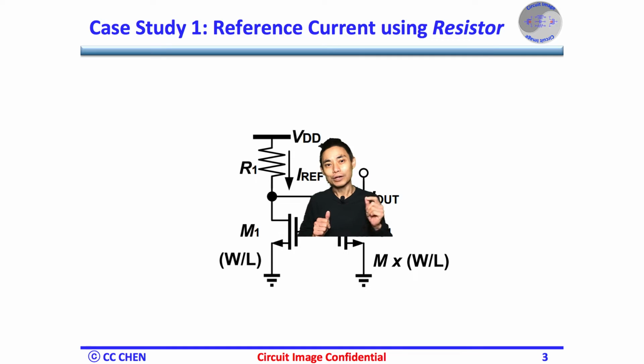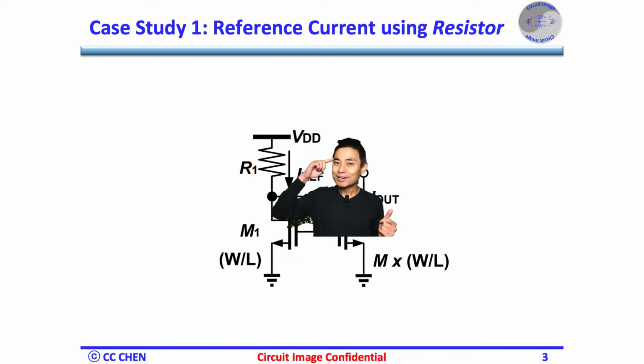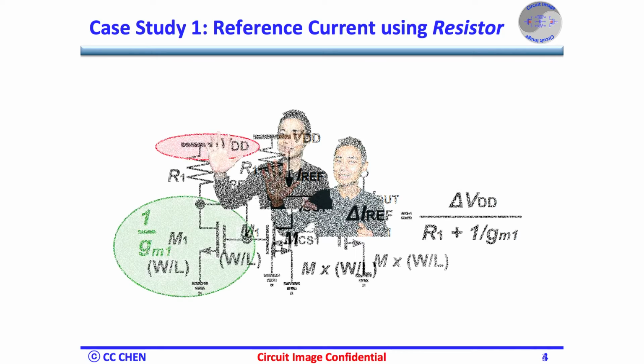This image, the reference current using a resistor, will provide a simple and intuitive way of generating the reference current, which is well defined by the size of the resistor R1 and transistor M1 together. But do you see any impairment here? Think about the supply noise image for 5 seconds.